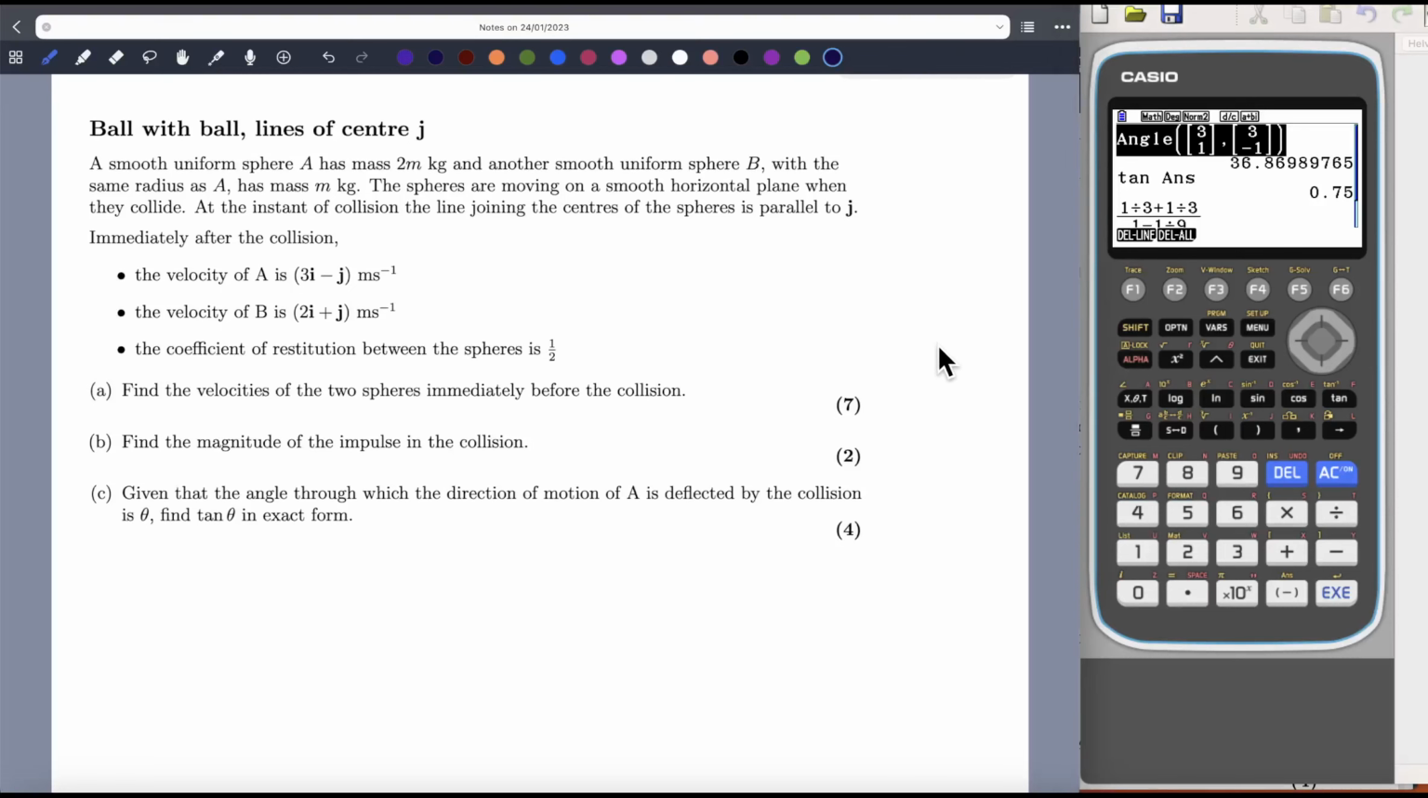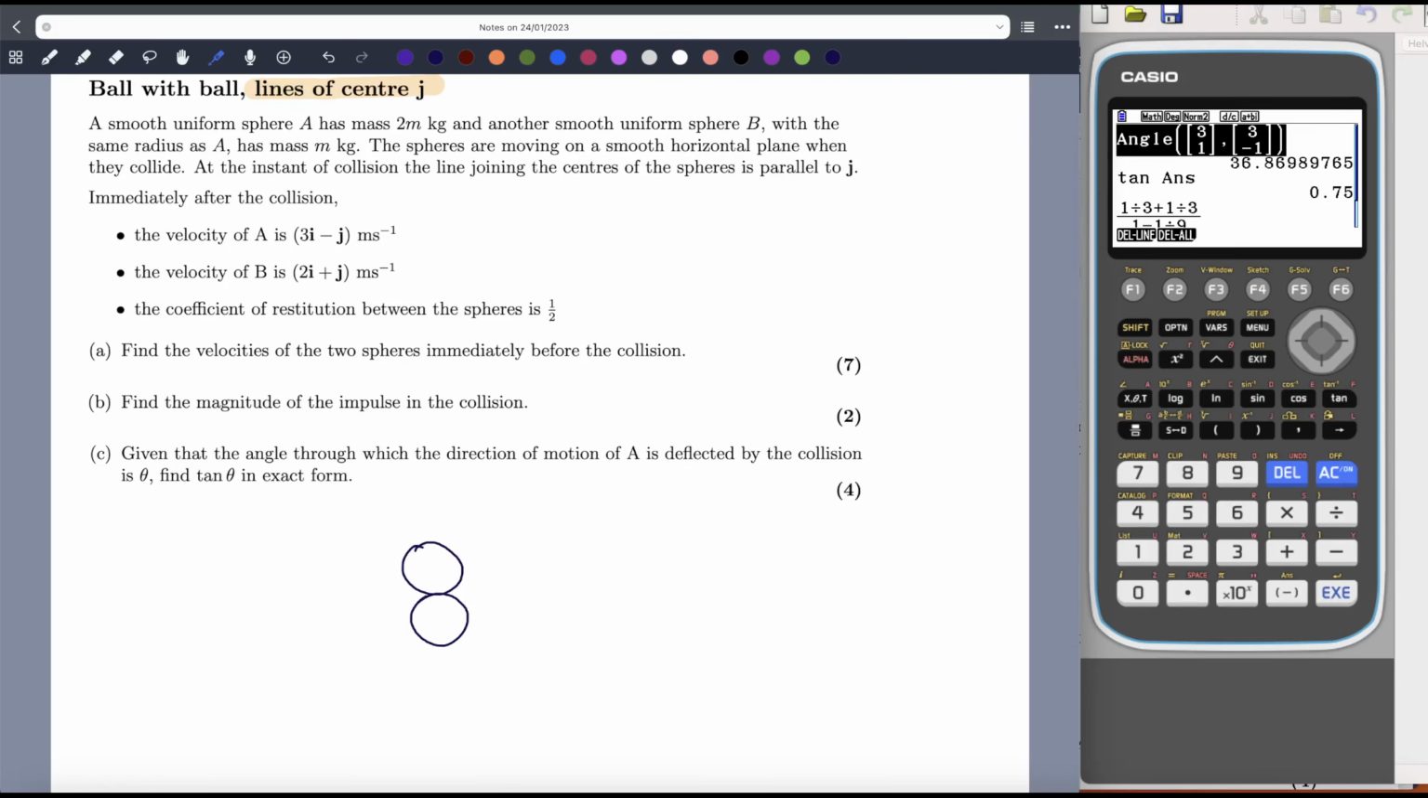So, oblique impacts. With what we've currently got, there are two different balls. The first thing I can see in the question is that the line of centres is parallel to j. So we're probably going to have two different balls, one on top of the other, right before they collide. The line of centres, which is a vertical line, is parallel to the vector j, which means that horizontally everything is going to stay the same.